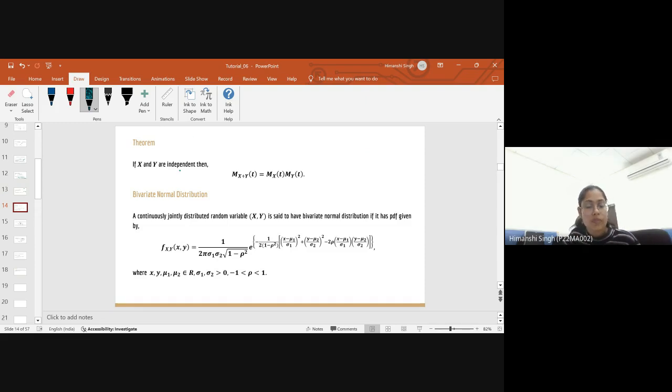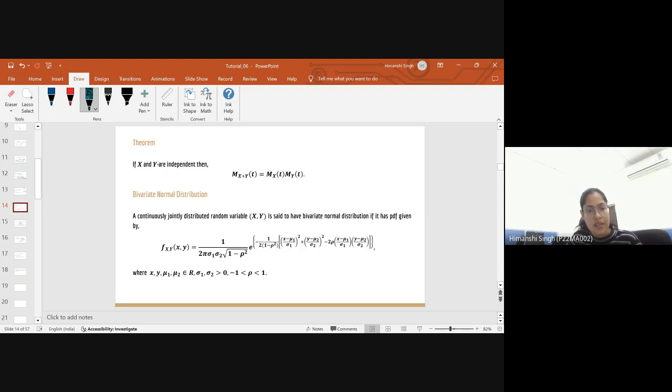So again, we have another theorem: if x and y are independent random variables, then the moment generating function of the sum of these two random variables is nothing but the product of the individual moment generating functions of x and y. Now this is only one way true. It is not two way true.